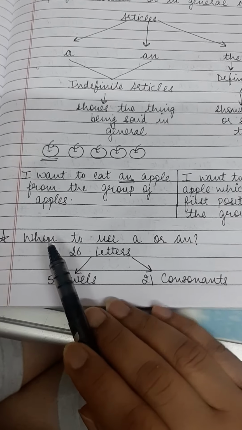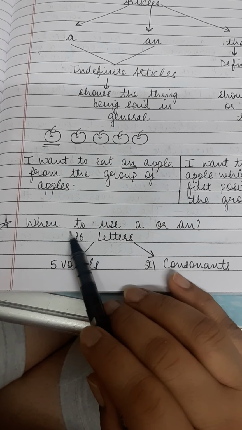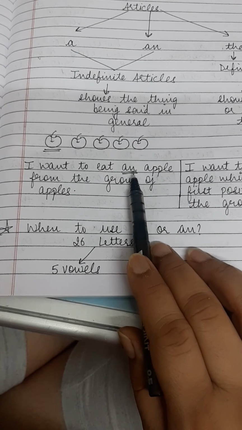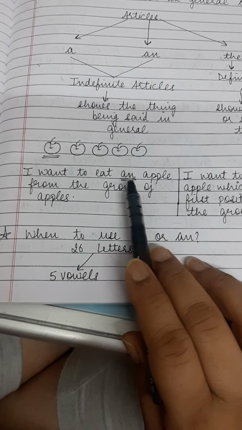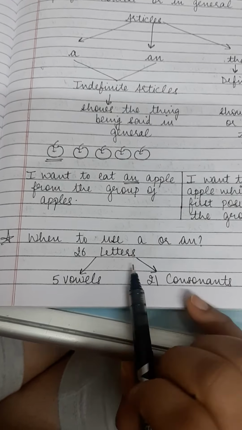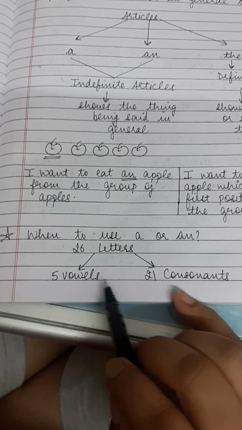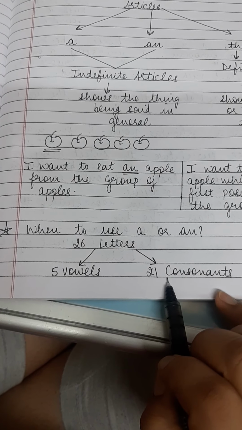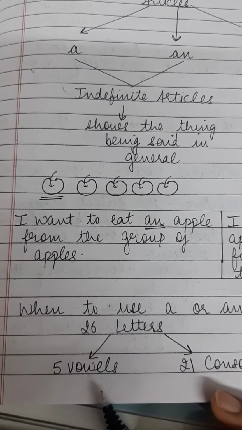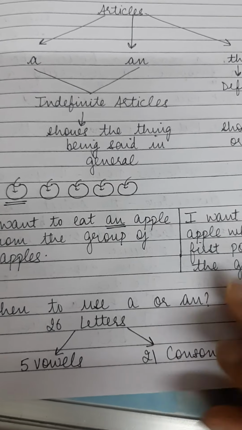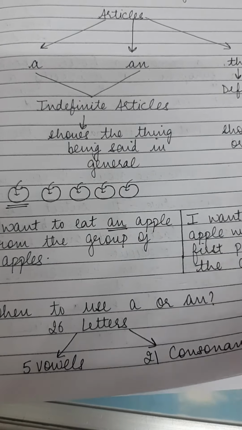Now we have to understand, children, when we should use a or an. Here in this example we have used an apple. Why not a apple? We will make this clear by looking here. The English alphabet has 26 letters, which consist of 5 vowels and 21 consonants. The vowels are A, E, I, O and U, and the rest of the letters are consonants.